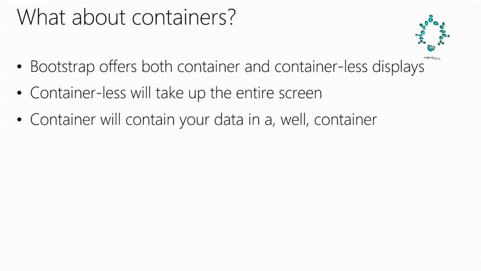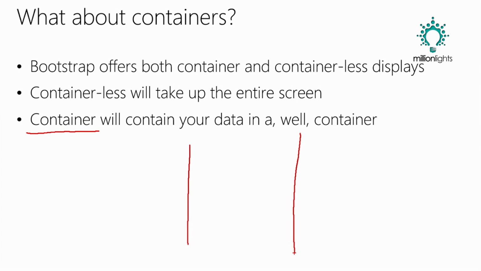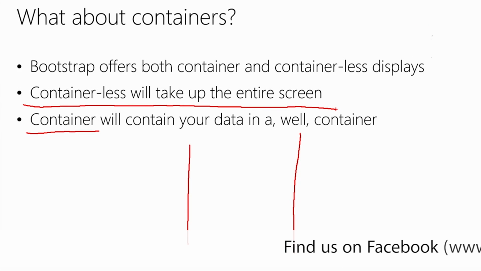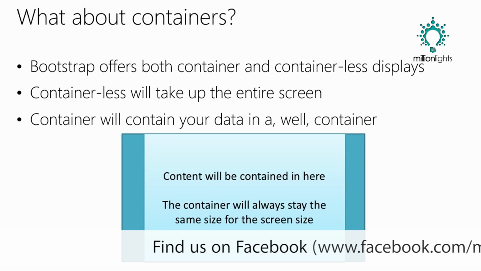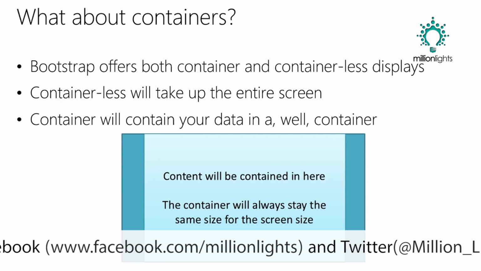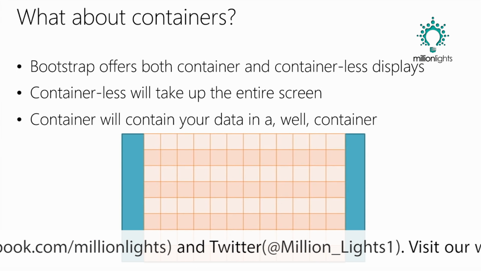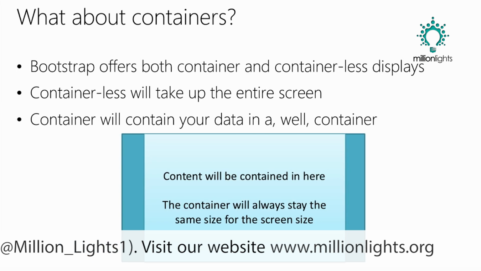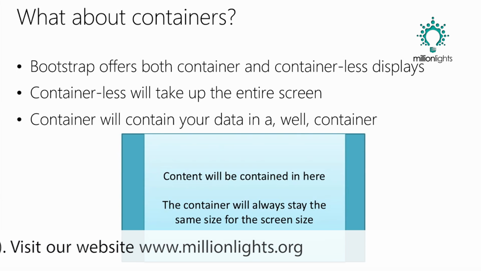Here's the thing. When you start to lay out your pages, knowing how wide they are is key. And that's where a container will come into play. If I don't want it to take up the entire screen, then I can say, well, just put my data into a container. And so there's sort of my graphical representation. Or to go one step further, there's my grid. And the container will always stay the same size for a particular screen size.